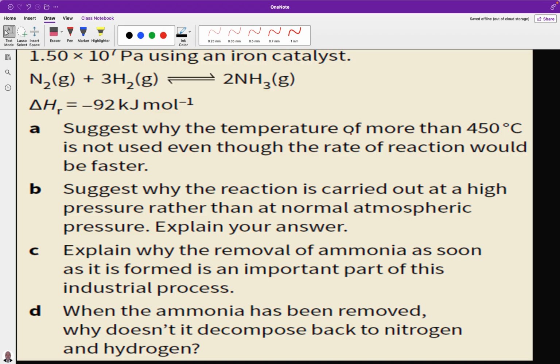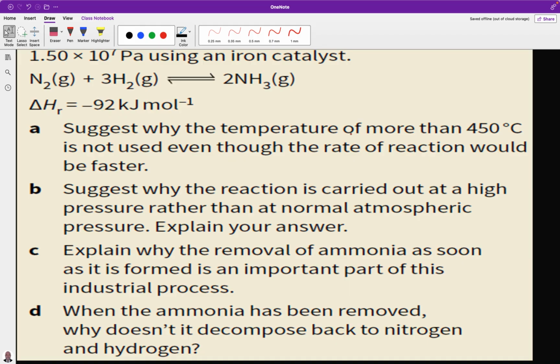Once more, ammonia is removed as soon as it is formed, because if allowed to remain, since it is a reversible reaction, it is going to decompose back to the reactants, nitrogen and hydrogen. So it must be removed as soon as it is formed.